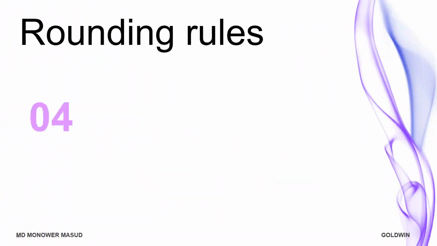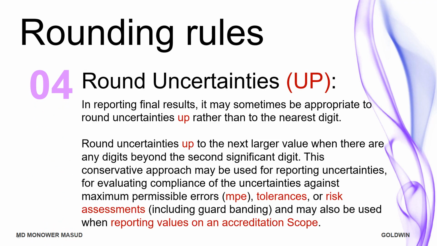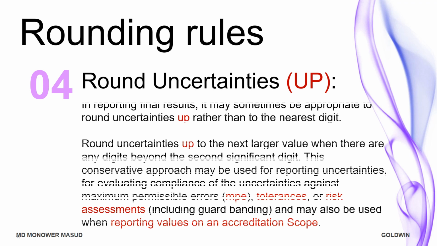Rounding rules for uncertainties. Simple round uncertainties up. In reporting final results, it may sometimes be appropriate to round uncertainties up rather than to the nearest digit. Round uncertainties up to the next larger value when there are any digits beyond the second significant digit. This conservative approach may be used for reporting uncertainties, for evaluating compliance of the uncertainties against maximum permissible errors, tolerances, or risk assessments, including guard banding, and may also be used when reporting values on an accreditation scope.